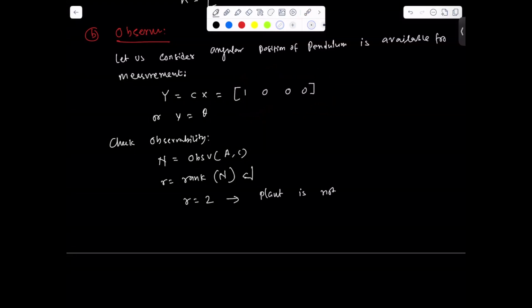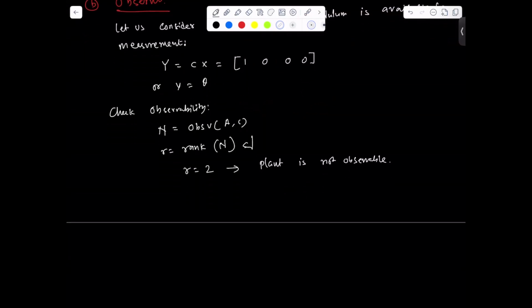observable. In this design of the observer, you have to think about how you can choose the C matrix so that the system is observable. So this is a very important part of designing an observer. So now we have to again redefine the C matrix.